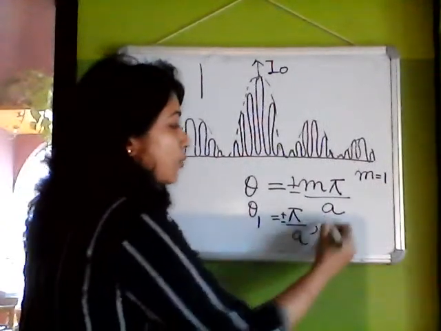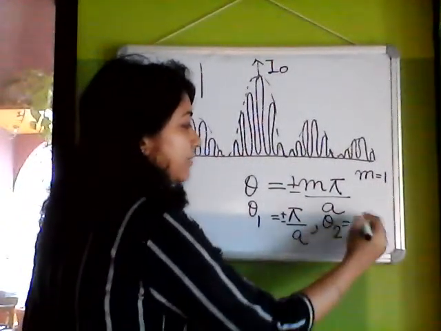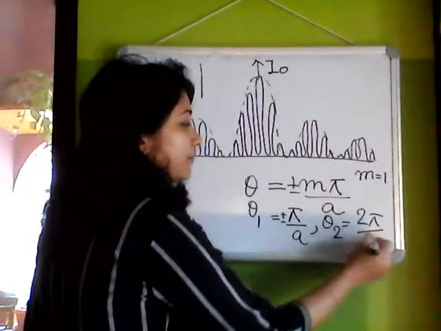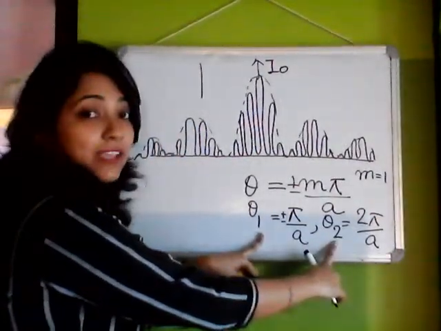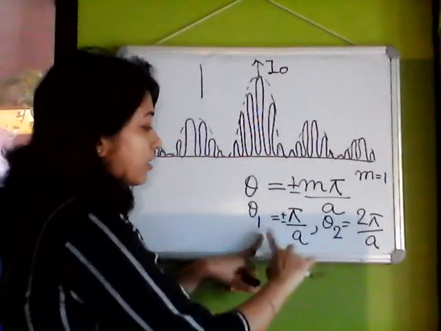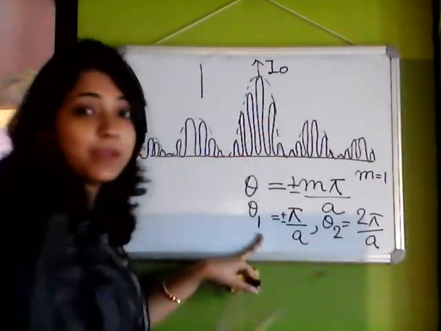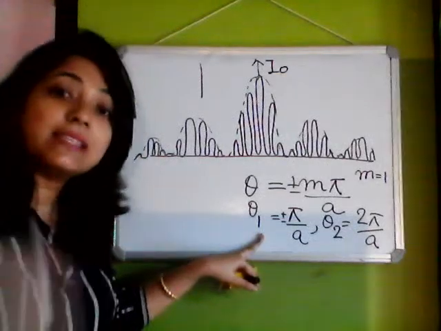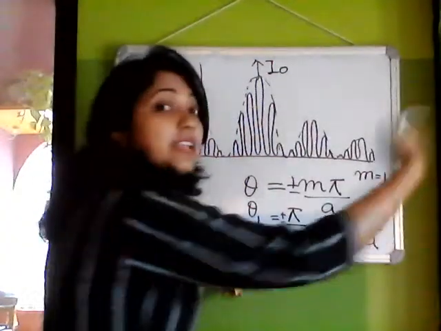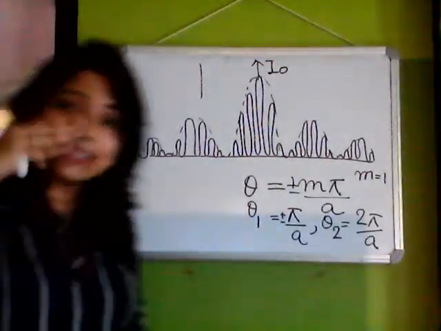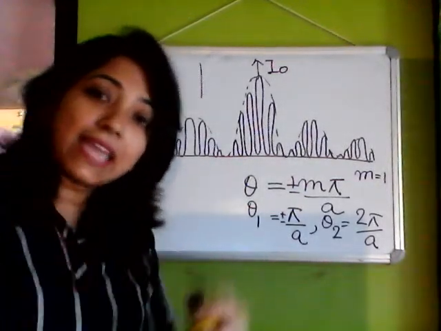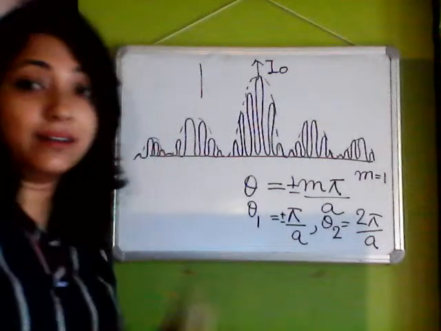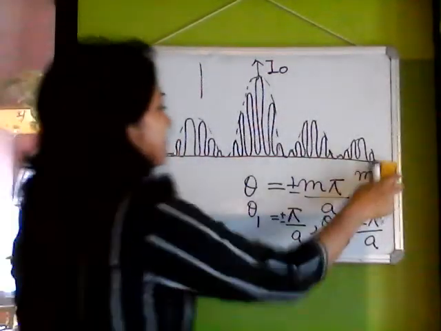But now if I ask you what will be the position of theta 2, that will be 2 pi by a. So when I want to know the angular distance between the second order and first order, you will see that it comes out to be exactly pi by a. The same thing will remain for the rest of them as well. So like this, it can be shown that the angular distance in case of interference remains the same.